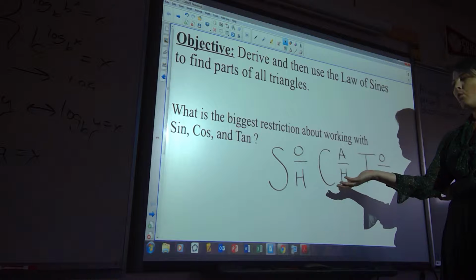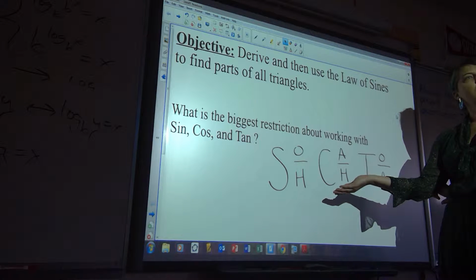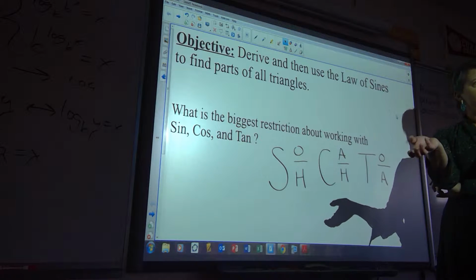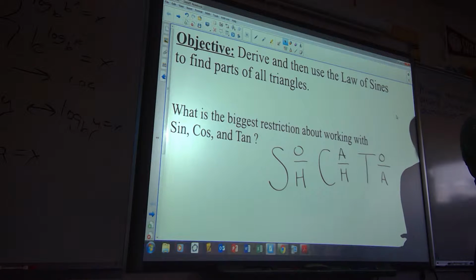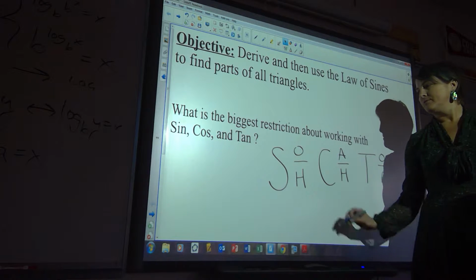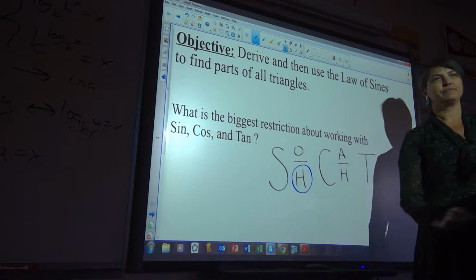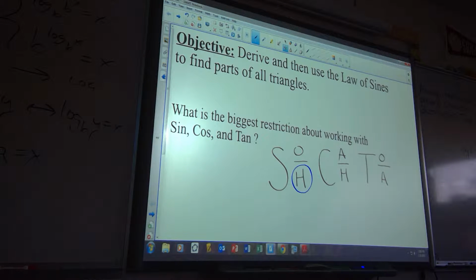So then, why is this not all encompassing? Why would we need another kind of law? I want you to think about that. Oh, if it's not a right triangle.